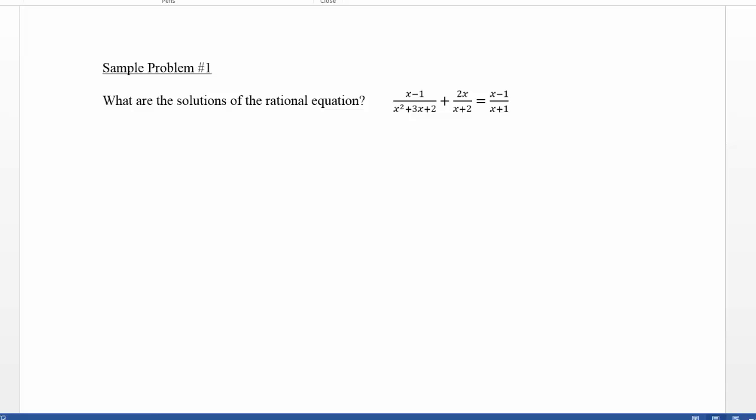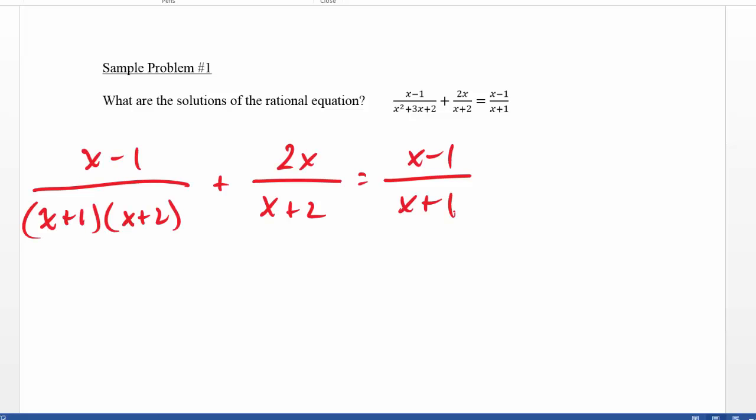Okay, if we take a look here at sample problem number 1, the first thing we want to do is factor out all the denominators so that we get a clear look at what the least common denominator would be. And if we look here, we can clearly see that x plus 1 and x plus 2 is our least common denominator. So I'm going to want to multiply those terms to both sides of the equation.